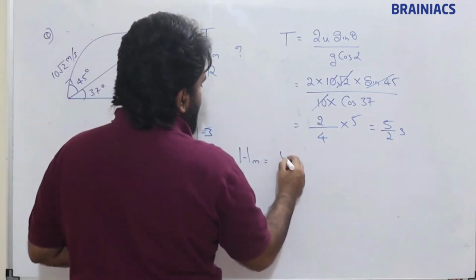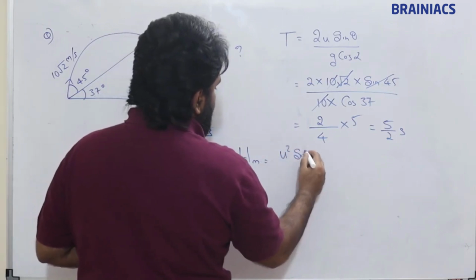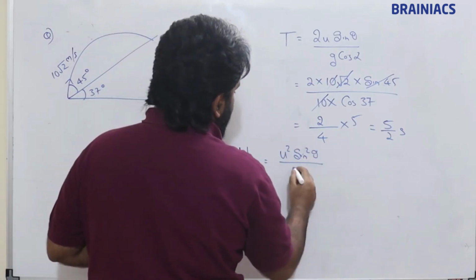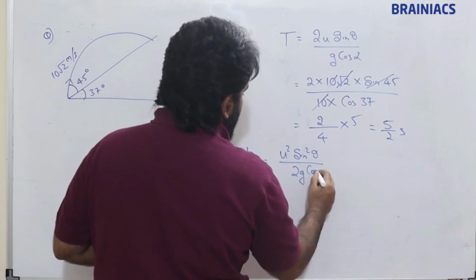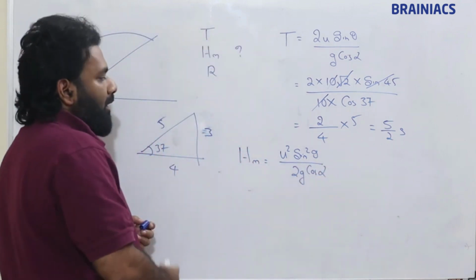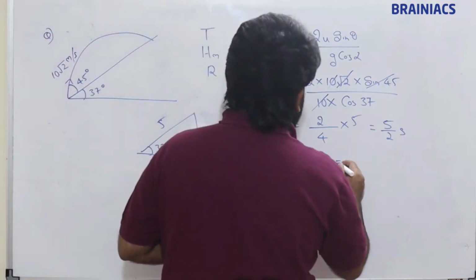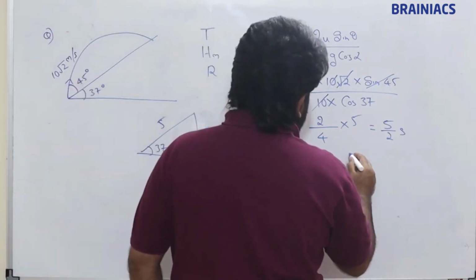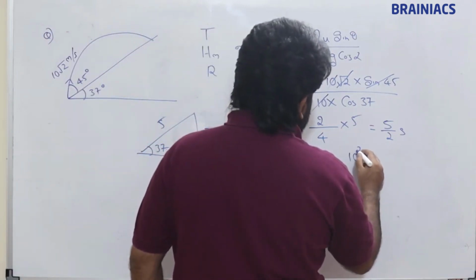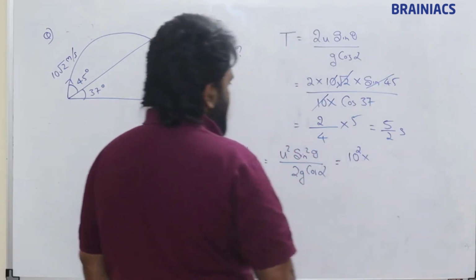Now we will see the maximum height. Maximum height is what? u square sin square theta divided by 2g, along with that cos alpha also will come. So substituting 10 root 2 the whole square, this will become 10 square into 2.